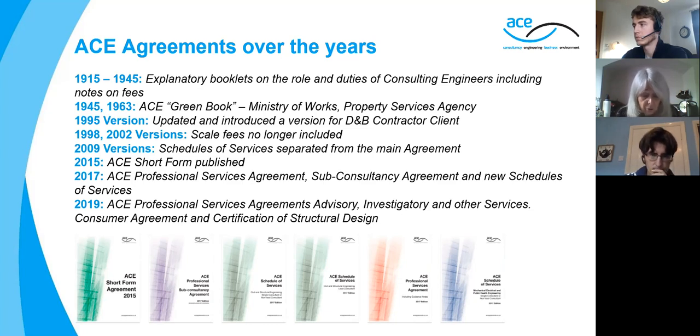The new agreements were to contain a fair balance of risk and be sufficiently flexible to accommodate industry requirements as they evolved. A start had been made actually in 2015 with the publication of the ACE short form agreement, produced for the delivery of low-cost or straightforward services. However, the first of the new agreements, really the main one, the ACE Professional Services Agreement, its associated sub-consultancy agreement, and new schedules of services were published in 2017. Consultants, lawyers, and importantly, insurers were all involved in the drafting. And the agreements now apply to the whole of the UK.